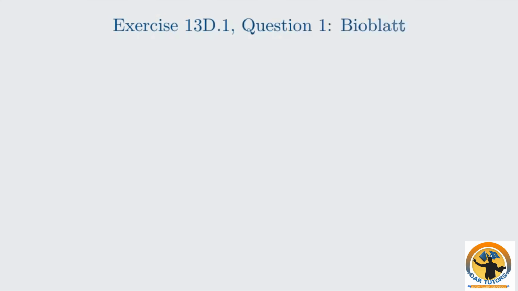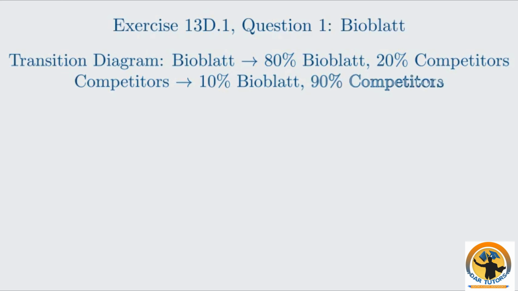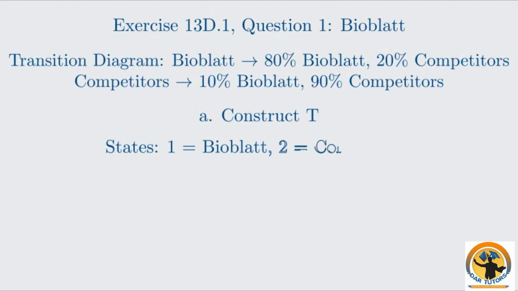The problem gives us a transition diagram showing customer behavior between BioBlat and its competitors. First, we need to construct the transition matrix T with elements in decimal form. Let's define our states. State 1 is BioBlat, and State 2 is competitors. Our matrix will be 2 by 2, with columns and rows labeled BioBlat and competitors. The first column is from BioBlat. 80% stay with BioBlat. Row 1, column 1, is 0.8, and 20% go to competitors.